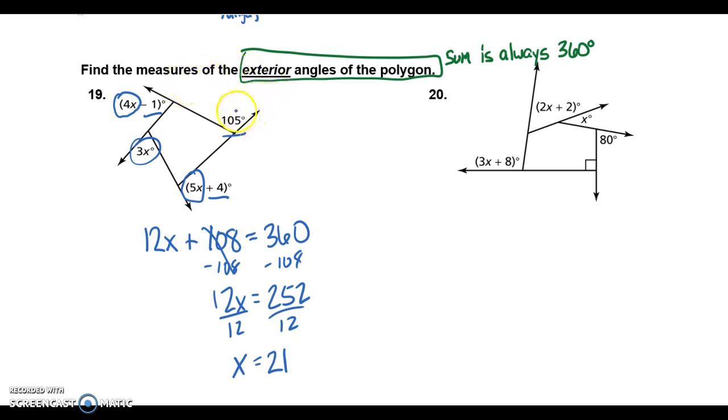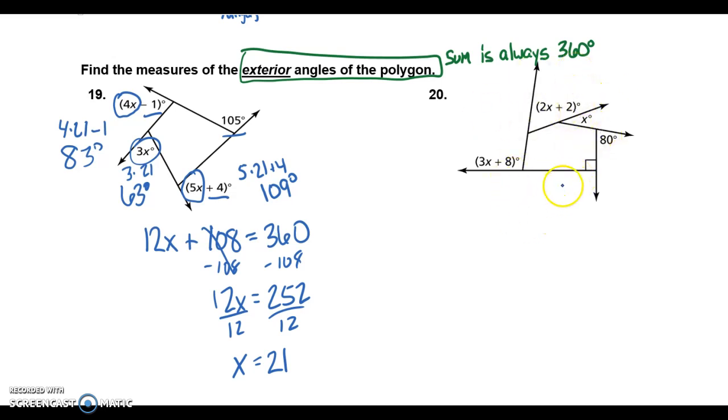Okay, so find the measures of the exterior angles. This one's already done for us. It's 21. For this one, we're going to have to do 5 times 21 plus 4, which is 109. This one is 3 times 21, which is 63. This one is 4 times 21 minus 1, which is 83. If we add these together again, then we will get 360. If we don't, we're wrong, and you fix it. Okay, so if you were struggling, pause now. Go ahead and do this problem on your own.